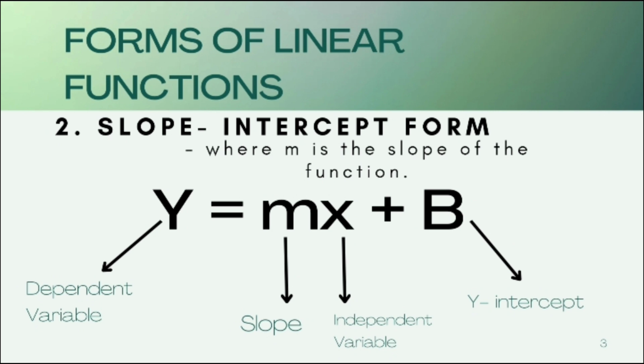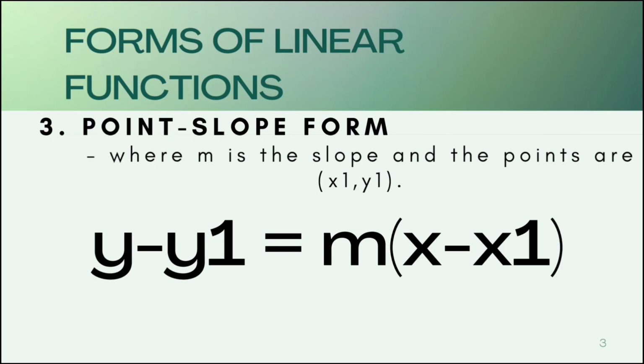Moving on, the last form is point-slope form, where m is the slope and the point is x sub 1, y sub 1. For example, y minus y sub 1 equals m times x minus x sub 1. I'll repeat the example: y minus y sub 1 equals m times x minus x sub 1.